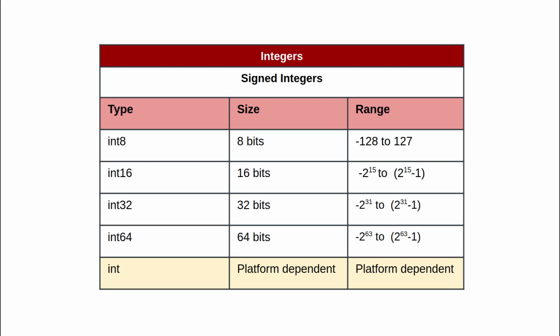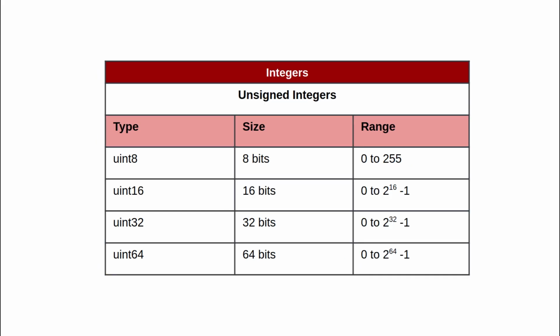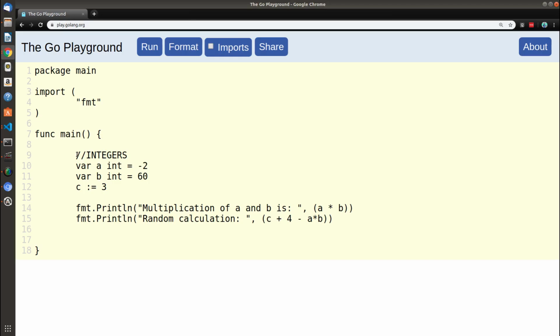The difference is the memory the value of the type occupies. For example, int8 occupies 8 bits, int16 occupies 16 bits and so on. Plain int occupies 32 bits if it's a 32-bit operating system and 64 bits if it's a 64-bit operating system. Append the letter U to these types for their unsigned version: uint8, uint16 and so on.